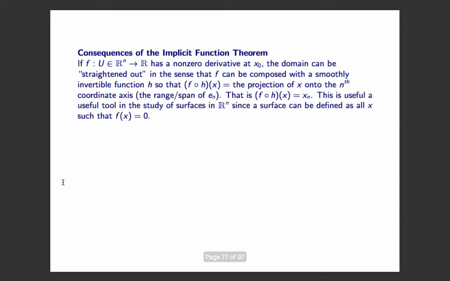Well, why is this relevant? Well, it's a useful tool in the study of surfaces, right? Because I can define a surface in R^n as all x such that f of x is equal to 0. What this idea of straightening out the domain means is I can take my domain x, apply a smooth, differentiable, invertible h to my domain so that when I apply f to it, I just get a projection.